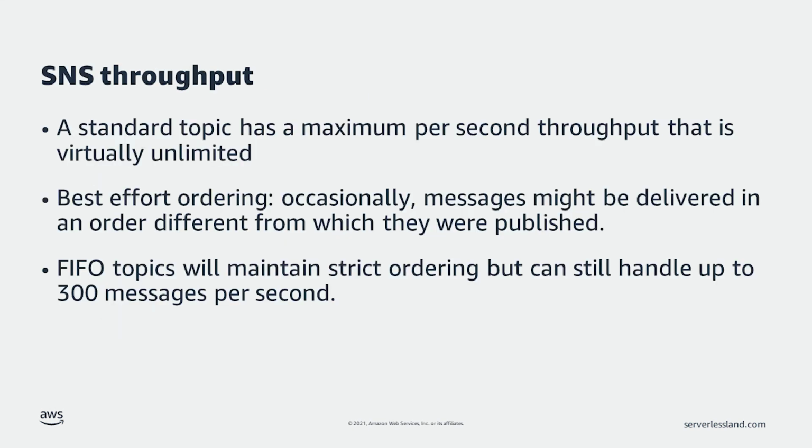Finally, I want to talk about the throughput of Amazon SNS. A standard topic has a maximum per second throughput that is virtually unlimited. It provides best effort ordering. Occasionally, messages might be delivered in an order different from which they were published. FIFO topics will maintain strict ordering, but can still handle up to 300 messages per second.